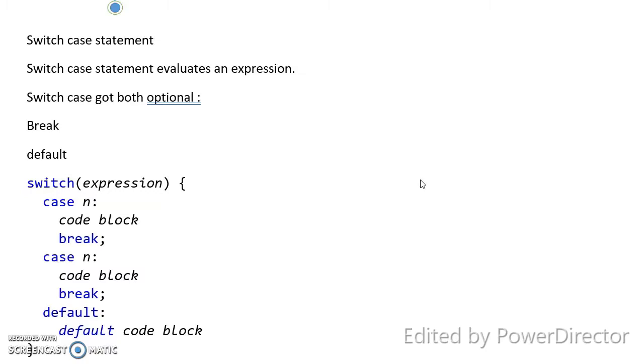And the switch statement takes two optional parts. The first optional one is break. The break keyword is used to break out of the switch block. And the second one, default, is meant to specify some code to run if there is no case match.